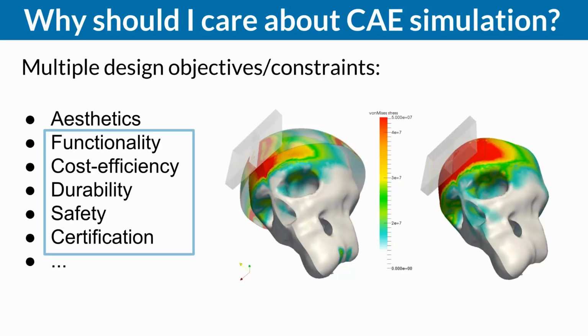Talking about these, using simulation, you could at least evaluate 5 of those 6 aspects. So functionality, cost efficiency, durability, safety, and of course certification. If you do a virtual certification test and it passes, at least you have a first indicator that the real-life test would also be passed.